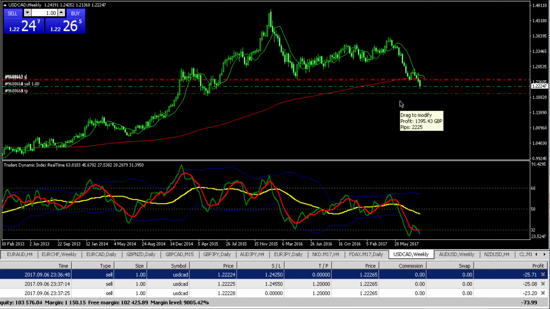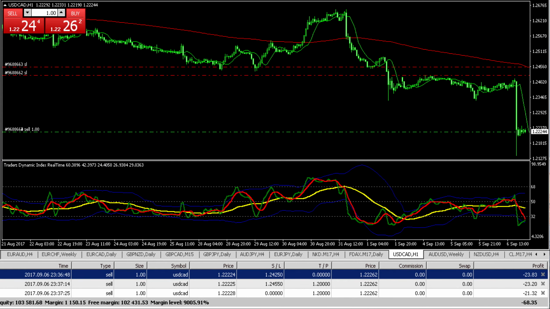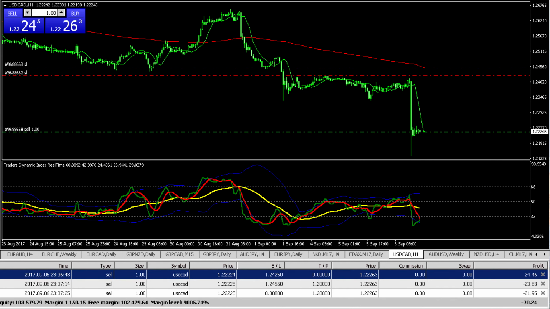I'm pretty confident on this trade, and so I've gone in deeper than I normally would. But the only thing that's concerning me is this support and buying of the US dollar that we saw at that level.